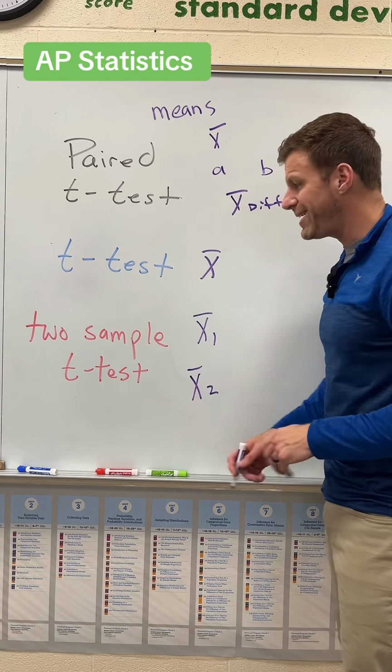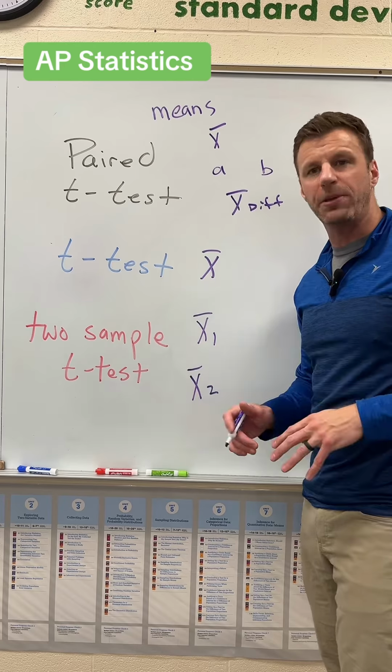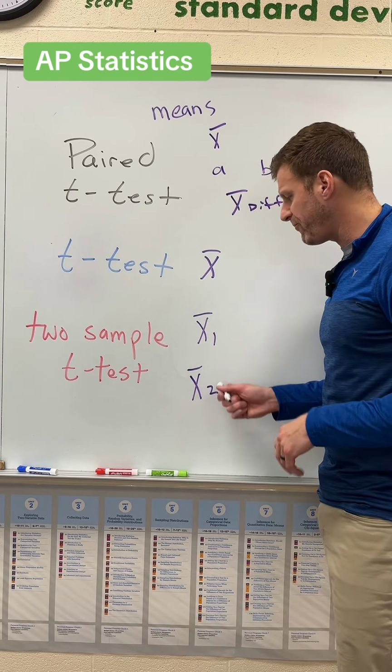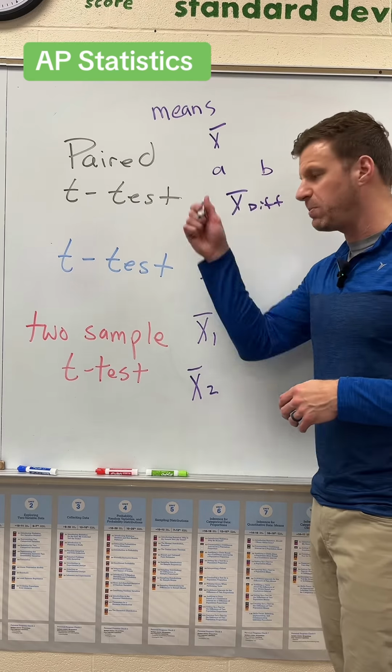easy. Two sample t-test, it's very clear that I have two separate samples from two separate populations. So I have a mean from one, a mean from two. There's no reason to pair them together. So that's kind of an easy way that you could tell the difference between these three things.